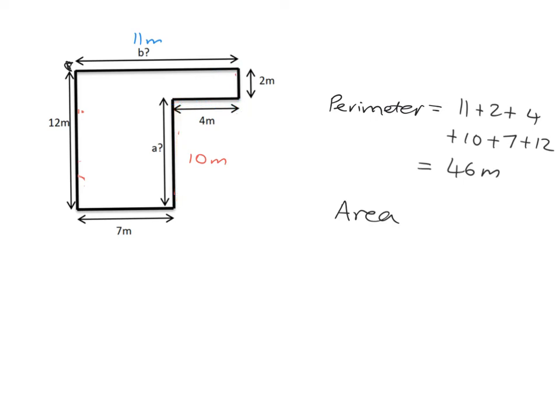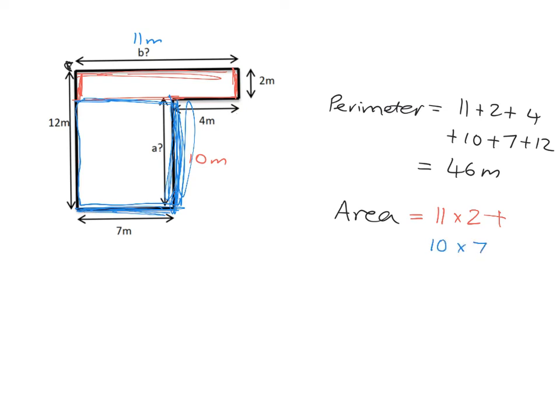Okay, so let me chop up my shape now. In many ways I could do this, but if I just literally continue that line there, then what you see is I've got this rectangle here and I've got this rectangle over here. And so I can work out those rectangles. That little red rectangle has a length of 11 and a breadth of 2. And then if I have a look at my blue rectangle, it's got a length of 10, this side here, and a breadth of 7.